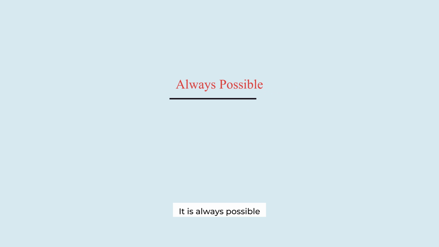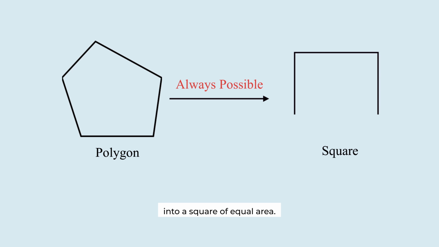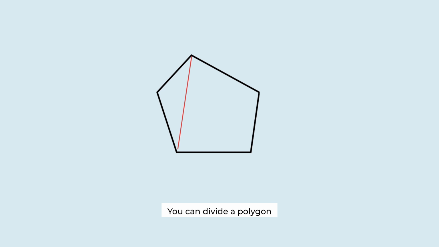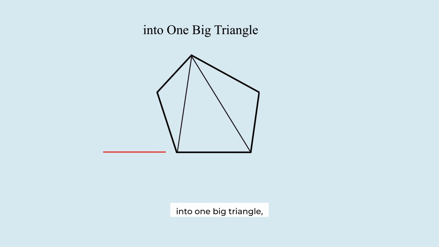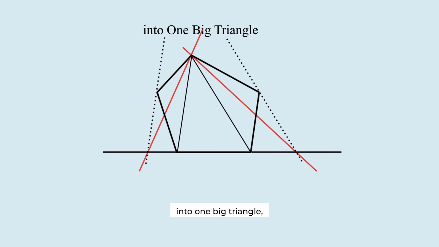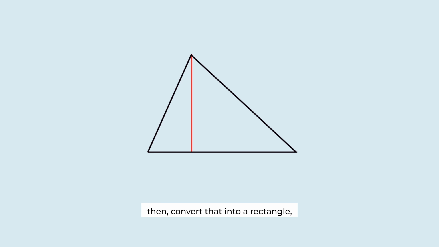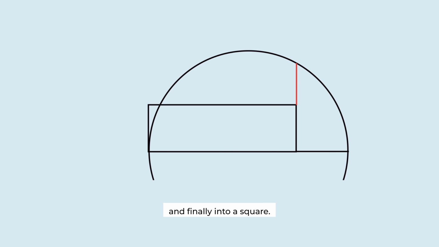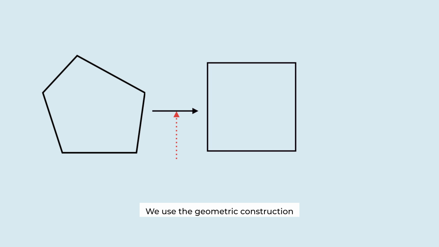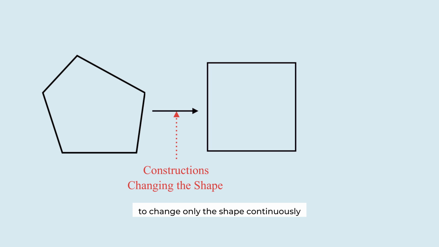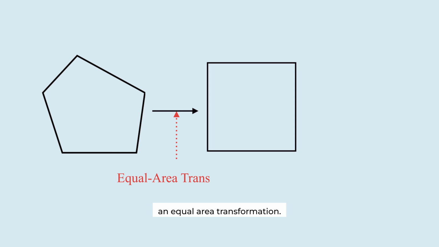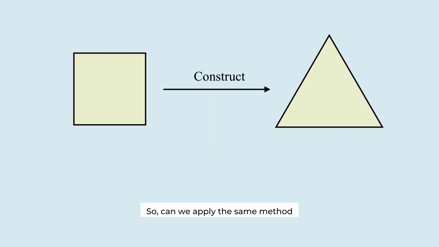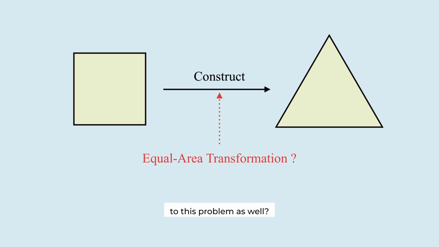It is always possible to transform a polygon into a square of equal area. You can divide a polygon into triangles, turn those triangles into one big triangle, then convert that into a rectangle, and finally into a square. We use the geometric construction to change only the shape continuously while keeping the area the same, a process called equal area transformation. So, can you apply the same method to this problem as well?